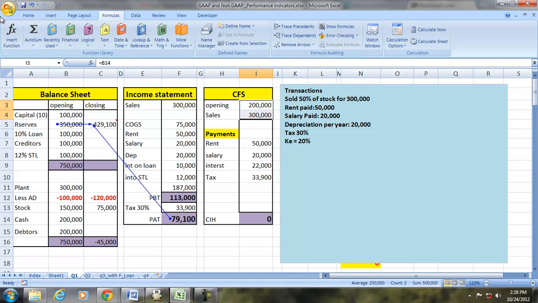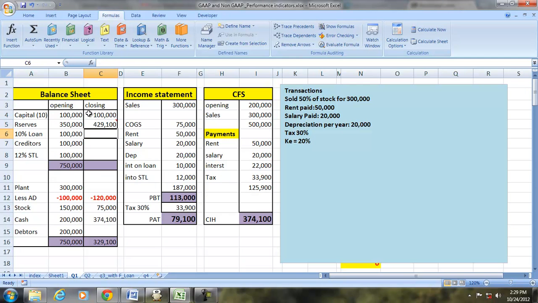Then we can find the cash in hand now. Cash in hand is equal to cash available minus the cash payment. So cash available is 500,000 and cash payment is 125,900. So cash will be transferred to the balance sheet. So cash flow statement done and the balance sheet done. So we'll close the balance sheet now.